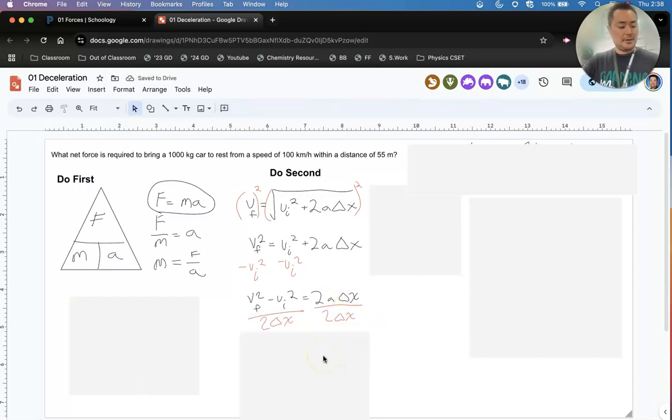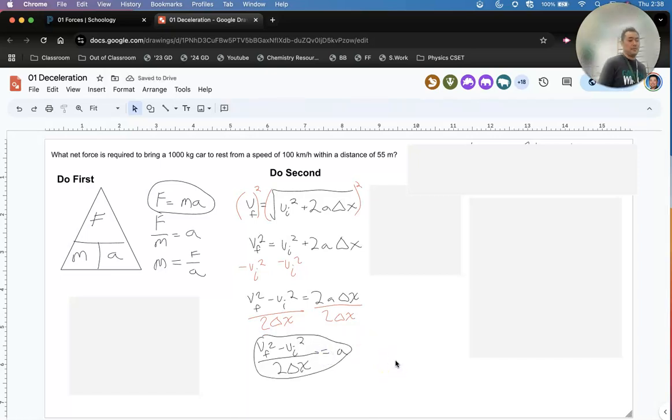And what's left over is going to be the equation for acceleration. Once we find acceleration, we'll plug it into our first equation and then have the force required to stop a car. That's 1,000 kilograms.